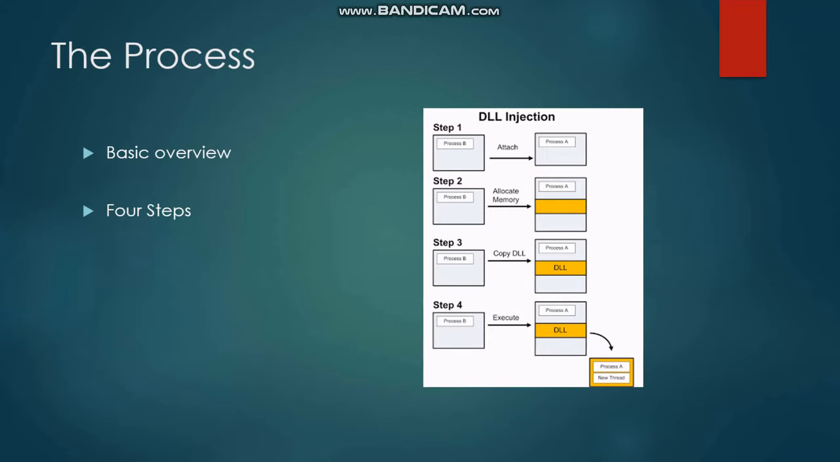The process of DLL injection can be as complicated or as simple as you want to make it. The most simple version is a basic four-step process. Attach your program to the process, allocate memory within the process, copy the path to your DLL into that allocated memory, and then execute a function that loads your DLL into the process.